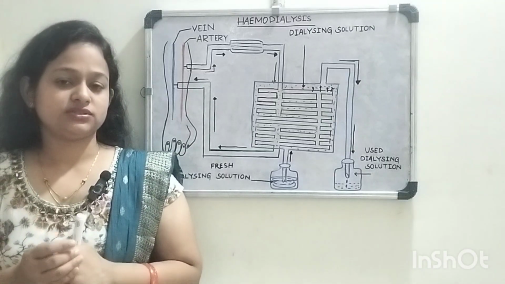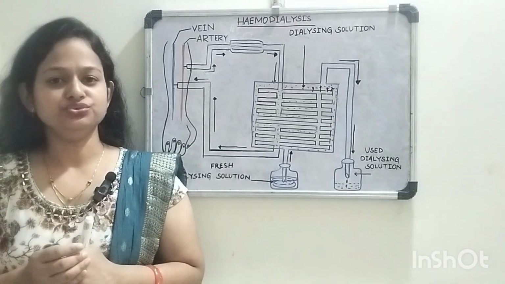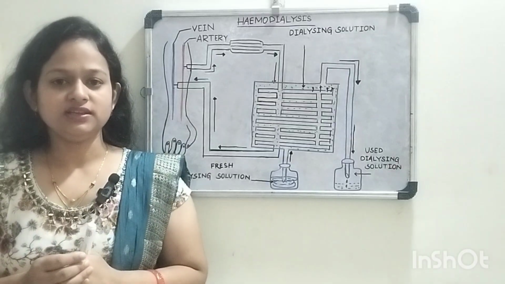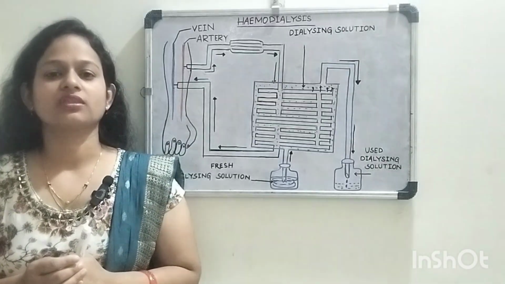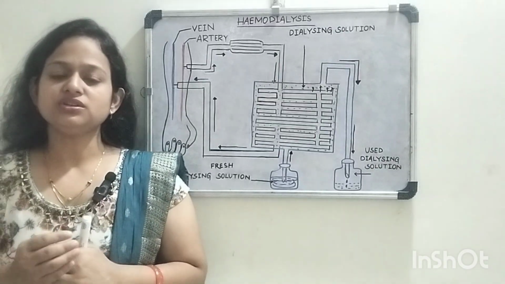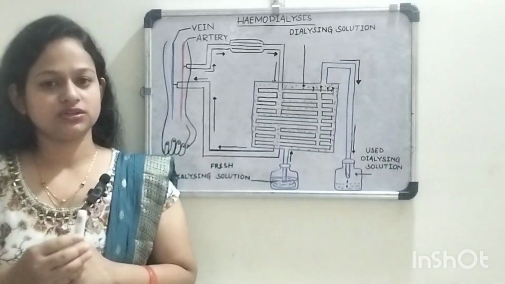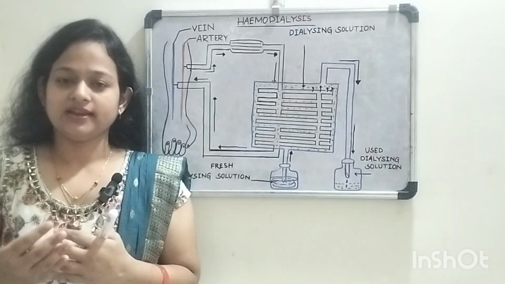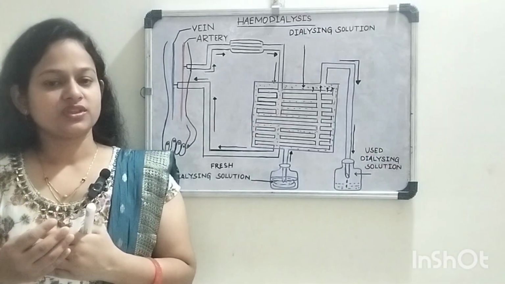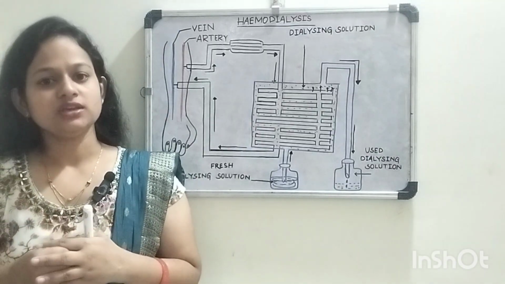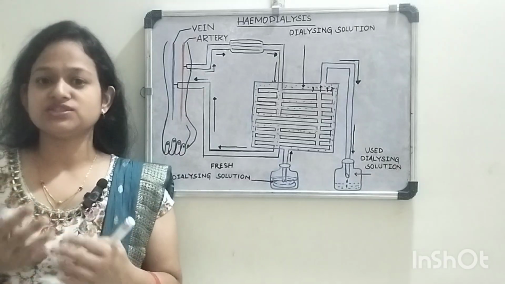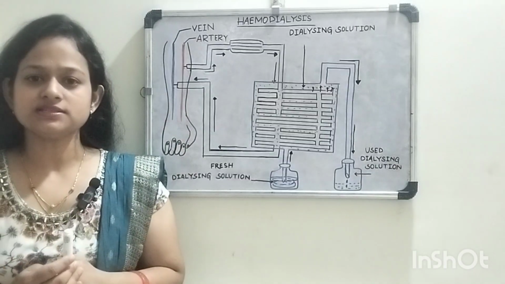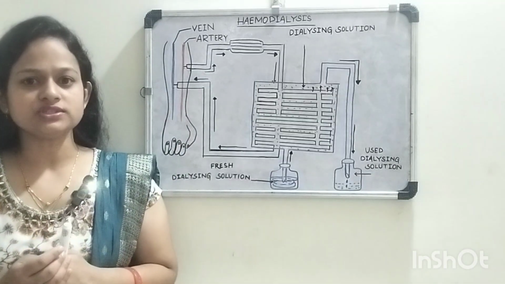For this technique, we use an artificial kidney or dialyzer. The function of the dialyzer is to remove nitrogenous waste like urea and ammonia from the blood of a patient. So, what is the need for hemodialysis? Why do we need this process or technique?